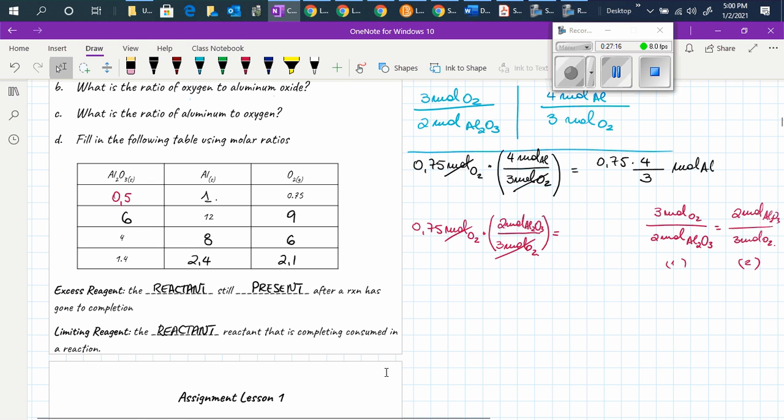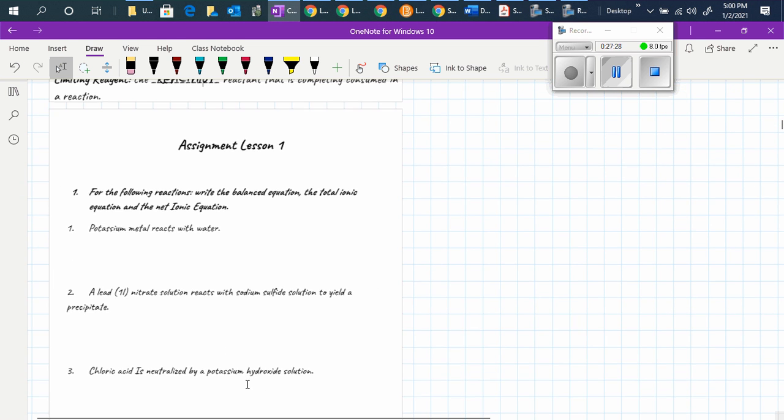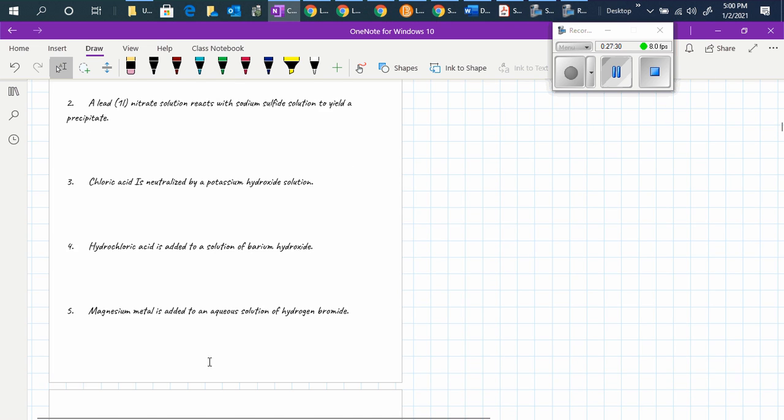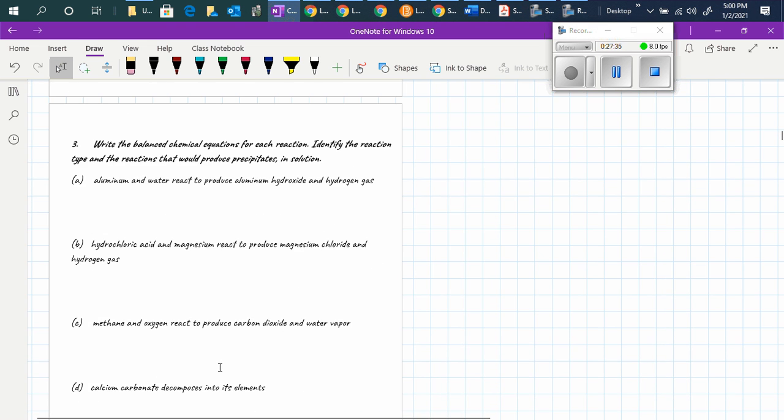This is what lesson 1 is about, and I suggest you work on the assignment for lesson 1. It starts with the net ionic reaction and some balancing, then works on some of the introduction to stoich.